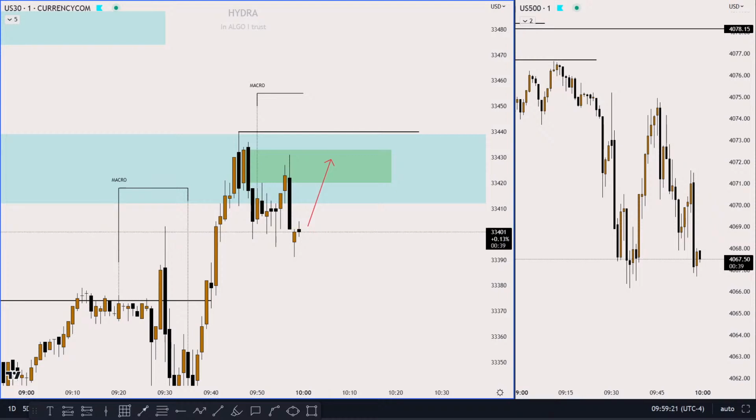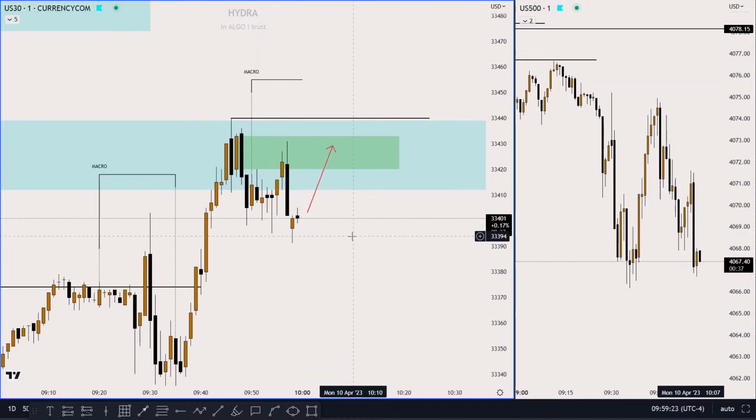Does crypto have macro? No. Crypto does not have a time zone where it becomes volatile. It just becomes volatile. Like one day you will see it becoming volatile at 8 a.m. Then another day you will see it becoming volatile at 12 p.m. Right? On Bitcoin, on crypto, you never know when the volatility will come.